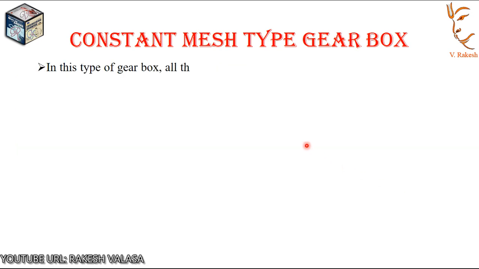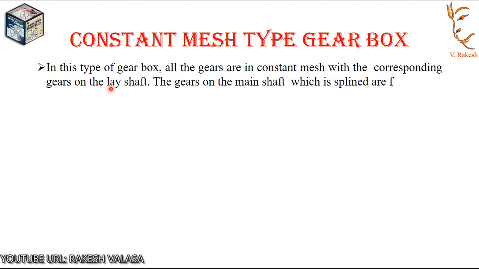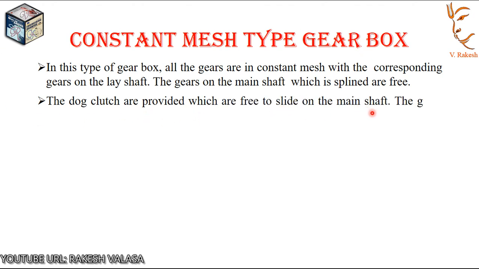The important points in constant mesh type gearbox. In this type of gearbox, all the gears are in constant mesh with the corresponding gears on the lay shaft. The gears on the main shaft, which is splined, are free. The main shaft has splines for the dog clutches to move freely. The dog clutches are provided which are free to slide on the main shaft. The gears on the lay shaft are however fixed.